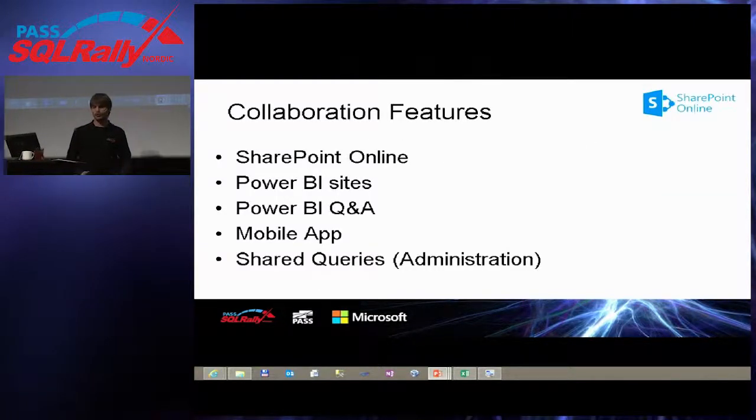Then we have our collaboration features, which is basically SharePoint Online. If you know SharePoint Online, you can store your data there, share it, get notifications whenever something changes. So everything that you know from SharePoint already is also available in SharePoint Online, and to a certain point also with Power BI. Then you have special Power BI sites to collect all the content within your SharePoint Online site.